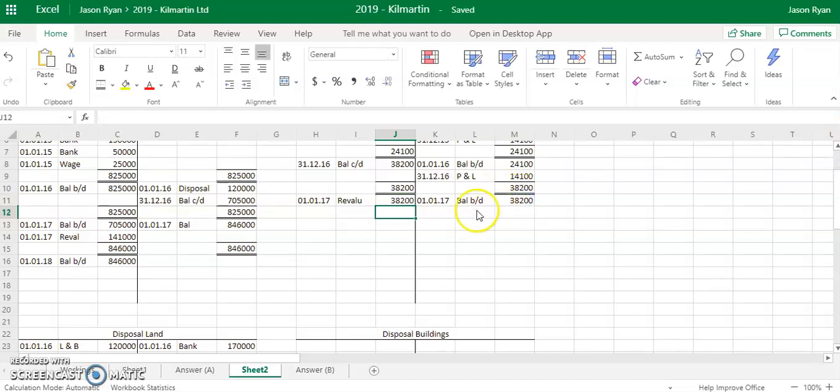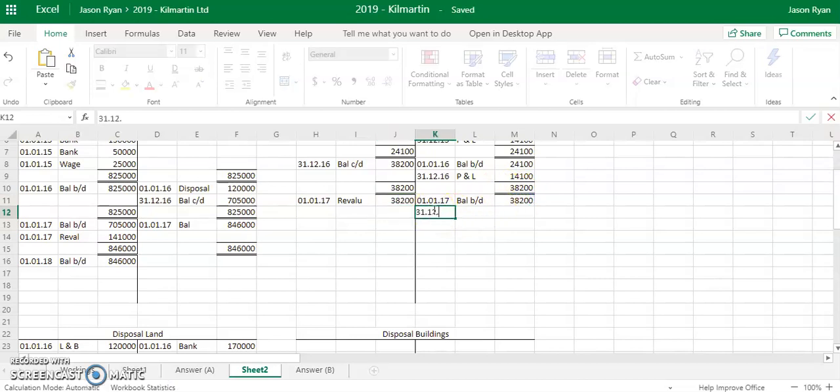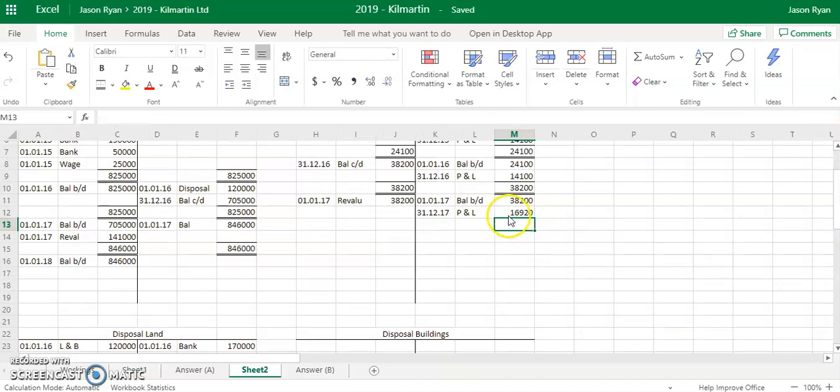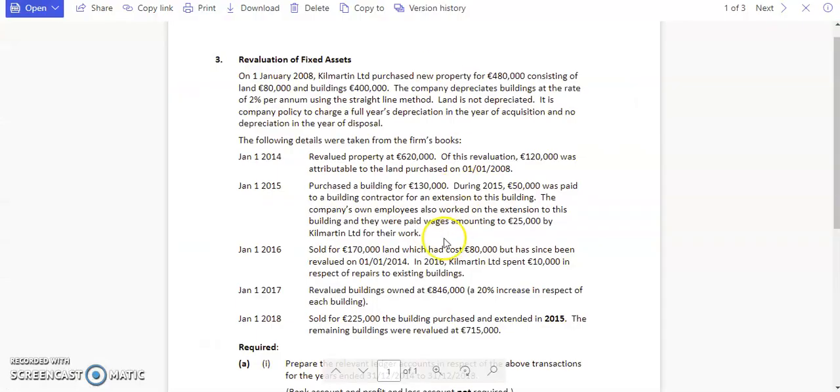It's 32,000. Then we put in the depreciation for this year, which is 16,920, and then we balance it off. Okay, so let's have a look at the last part then.